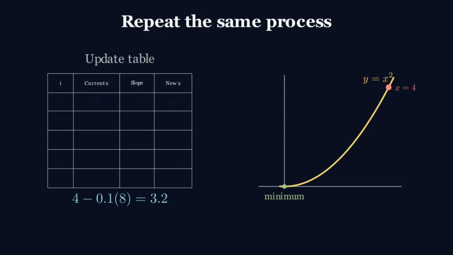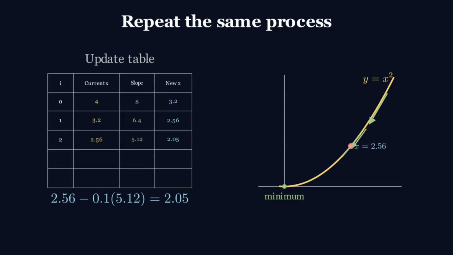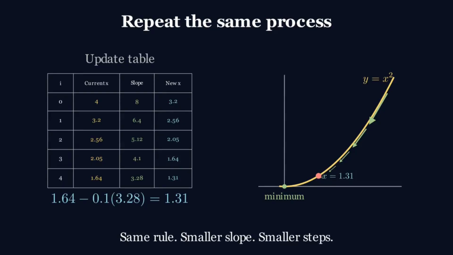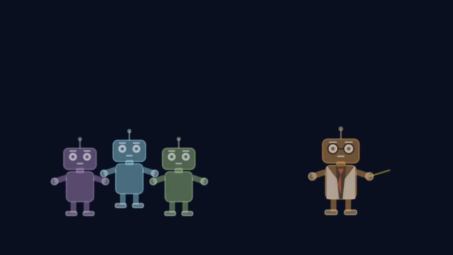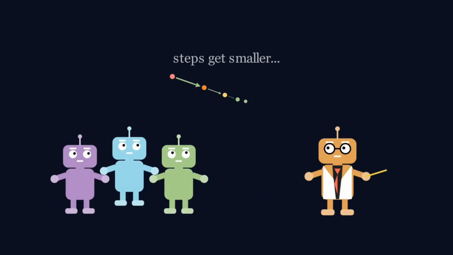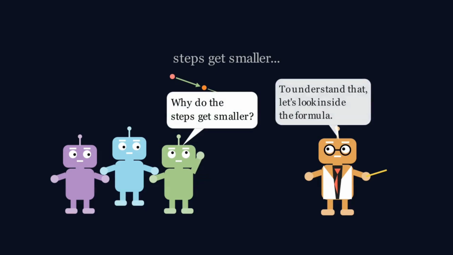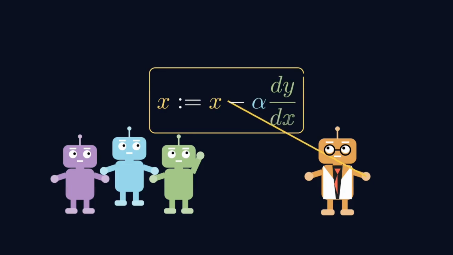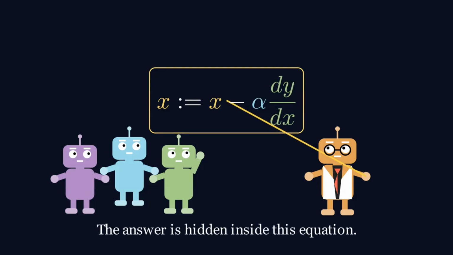So we simply repeat the exact same process again and again at our new position. Take one step, take another step, again and again. Every iteration moves us closer to the bottom of the curve. But if you've been paying attention, you might have already noticed something interesting. As we get closer to the minimum, our steps become smaller and smaller, until eventually we barely move at all. Why does that happen? The answer is hidden inside this equation.